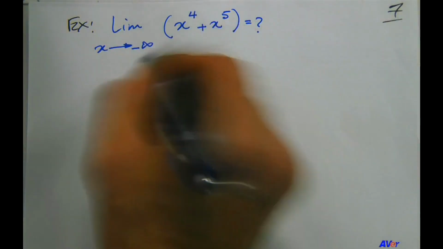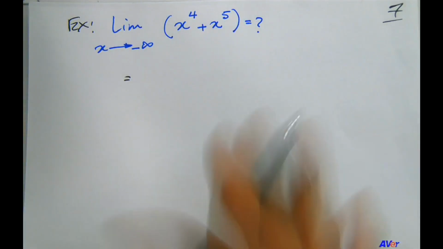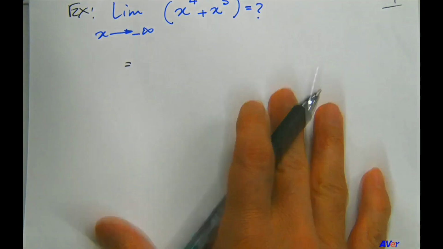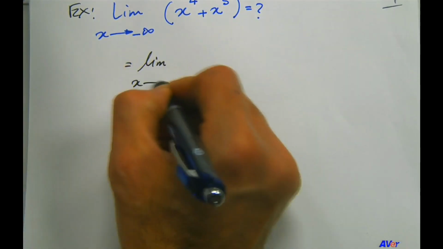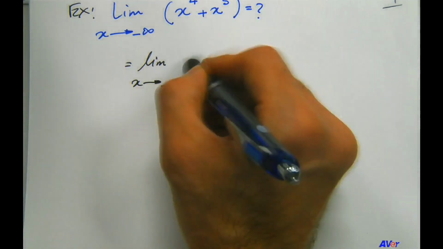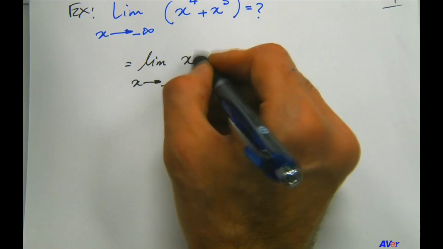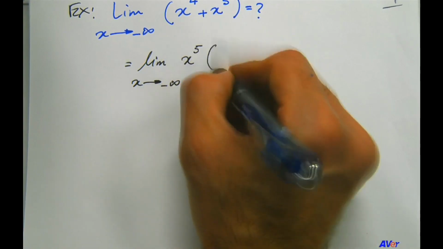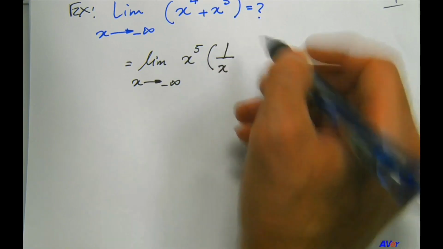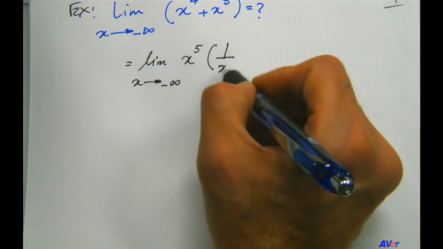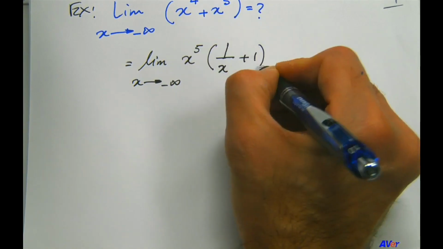When you get an expression like that, we need to factor, then apply the limit to each factor to see how each factor behaves. So the limit as x approaches negative infinity. Let's take the largest power here as a factor, so x to the fifth. Then what do we get here? We must have 1 over x, right? So x to the fifth times 1 over x, we get x to the fourth power back. And of course, plus 1.